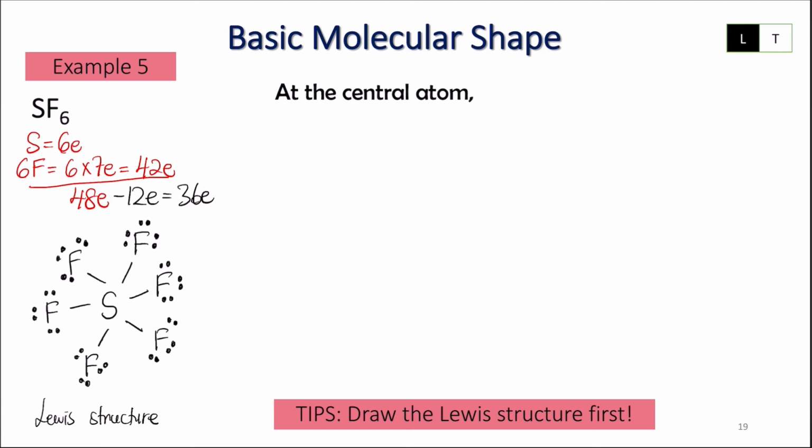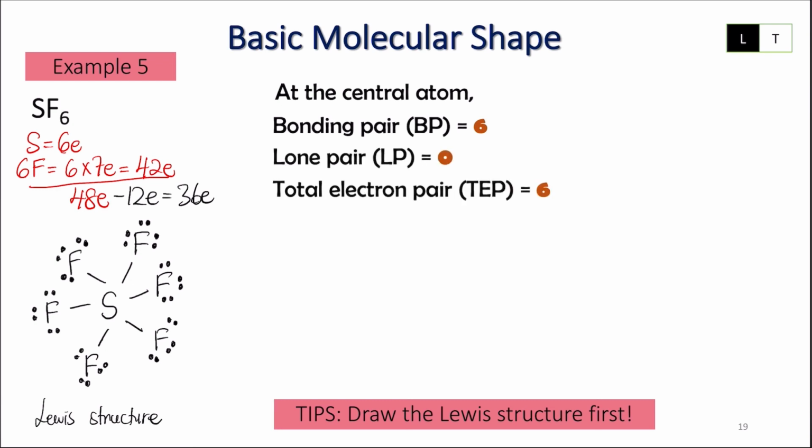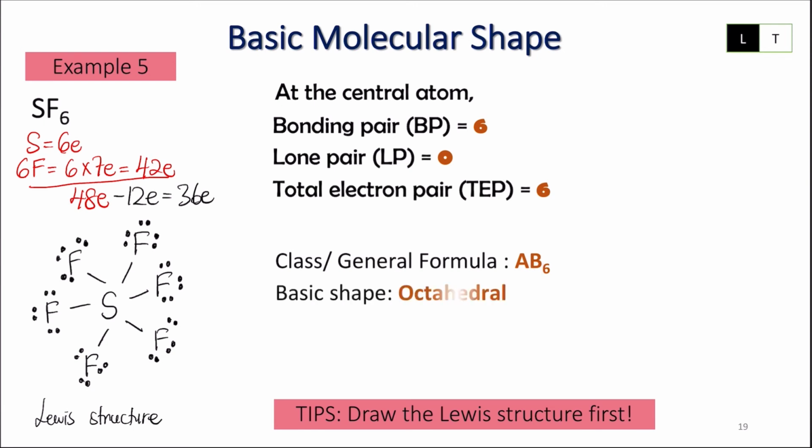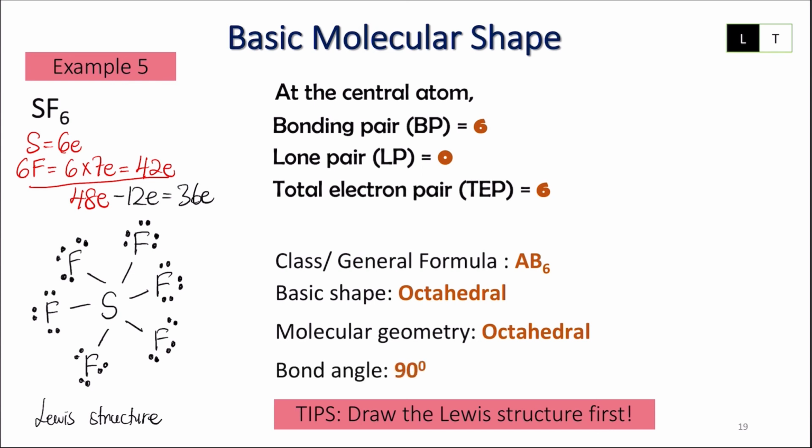But right now, I want to determine the molecular geometry. At the central atom, which is my sulfur, I have 6 bonding pairs without lone pair. So the total electron pair should be 6. After that, we have the class AB6 because of 6 bonding pairs. The basic shape name is octahedral. The same goes for the molecular geometry, and the bond angle is 90 degree.